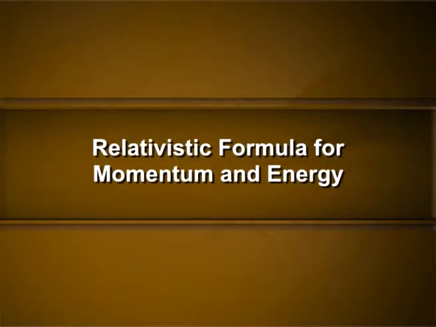Relativistic formula for momentum and energy. Relativistic momentum p = m₀v / √(1 − v²/c²). p² = m₀²v² / (1 − v²/c²).